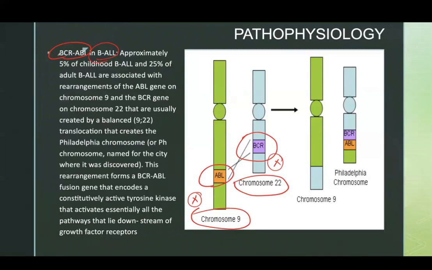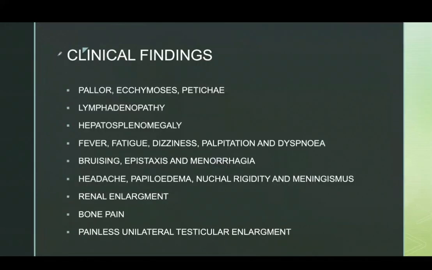That's more than enough. You don't need to know the complex percentages and everything. Where BCR is located, chromosome 22. Where ABL is located, chromosome 9. That's all you need to know. And the fusion. This is the main pathophysiology. Rest, nothing matters. Then the clinical findings.